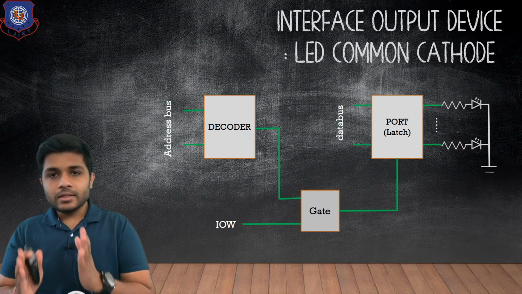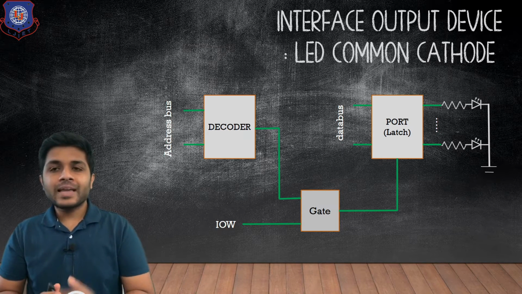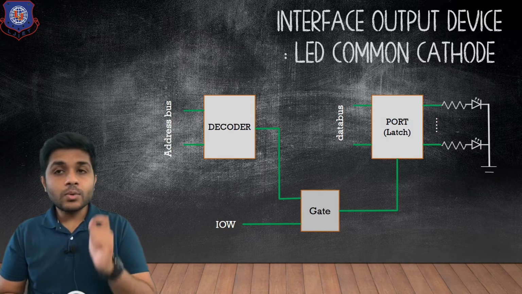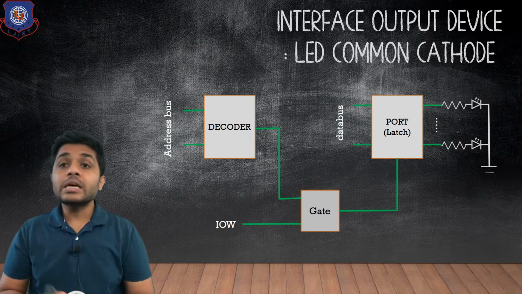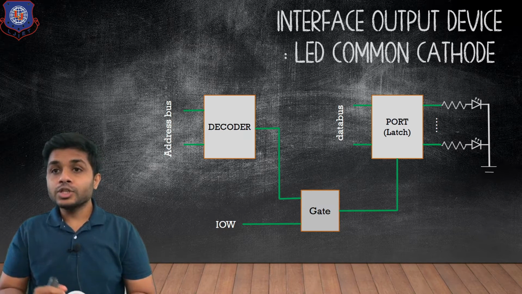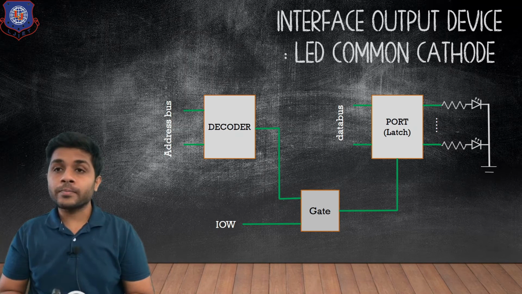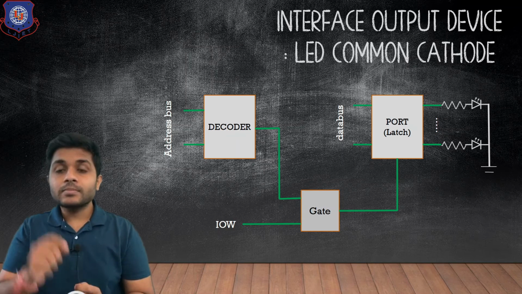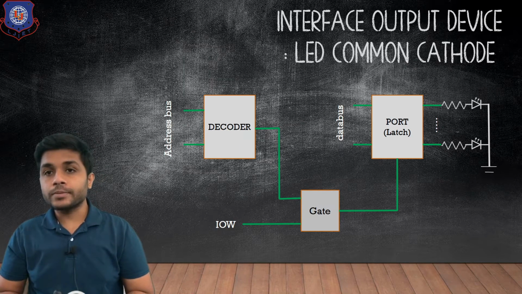Now let's see one example to interface an output device. You can see that in the figure, to the other side of the port we have connected LEDs, and LEDs are connected in the common cathode configuration. Now what is the meaning of common cathode configuration? Common cathode configuration means the cathode parts of the LEDs are connected together. So you can see that the cathode part of the LEDs is connected to the ground, but the anode parts of the LEDs are not connected together. The anode part is connected separately to one side of the port.